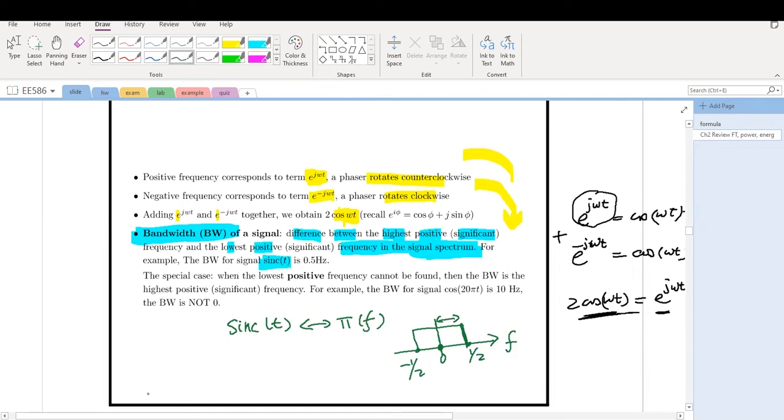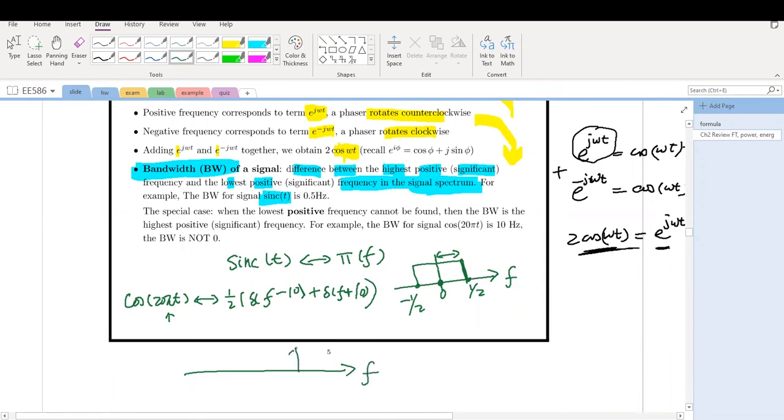For example, here we look at cosine 20 pi t with the Fourier transform. That's half delta(f minus 10) plus half delta(f plus 10). The frequency here is 10, right? So if we plot it, f, that's 10, that's minus 10, that's 0. So the frequency goes from here to 0, DC. Therefore, the bandwidth is 10 hertz, not 0.